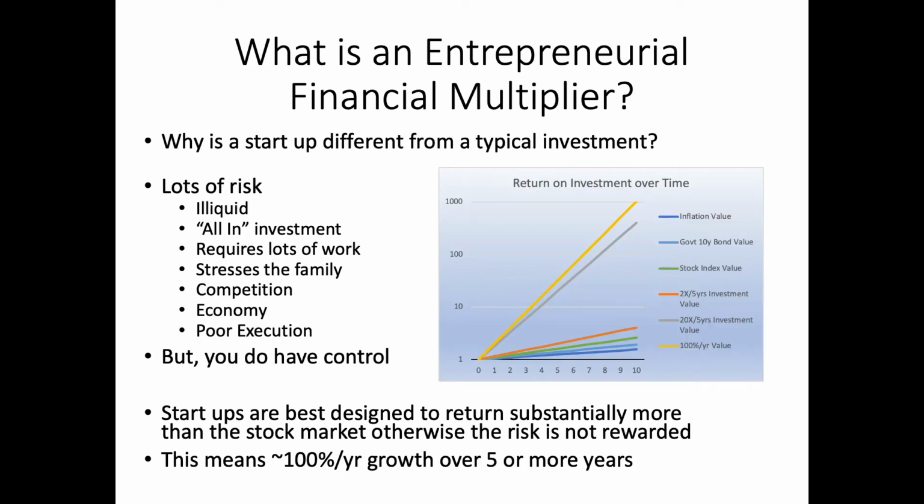Let's talk a little bit more about the risk associated with being an entrepreneur in a startup. I've got a little graph here that shows you basically what I was talking about on the prior slide, of a linear projection of how an investment grows over time out to 10 years with those various rates: inflation, government 10-year bonds, the stock market, 2x in 5 years, 20x in 5 years, 100% per year. So you can see that the rate of return we're expecting for being an entrepreneur is huge compared to, for example, what we would get in the stock market.